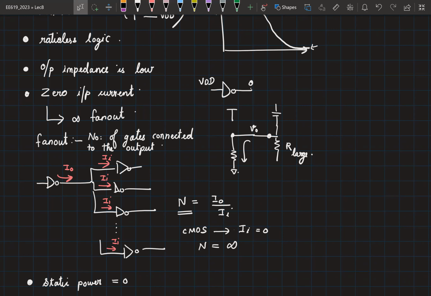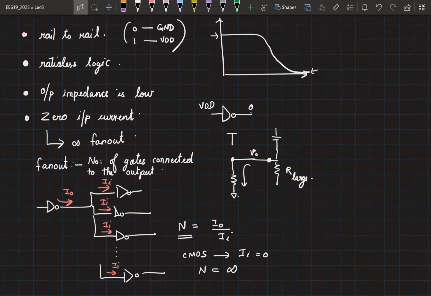And for very valid reasons, right? It has all these nice features. And even if a new technology has to replace the CMOS logic, it will have to do better than all the features that we have listed here.